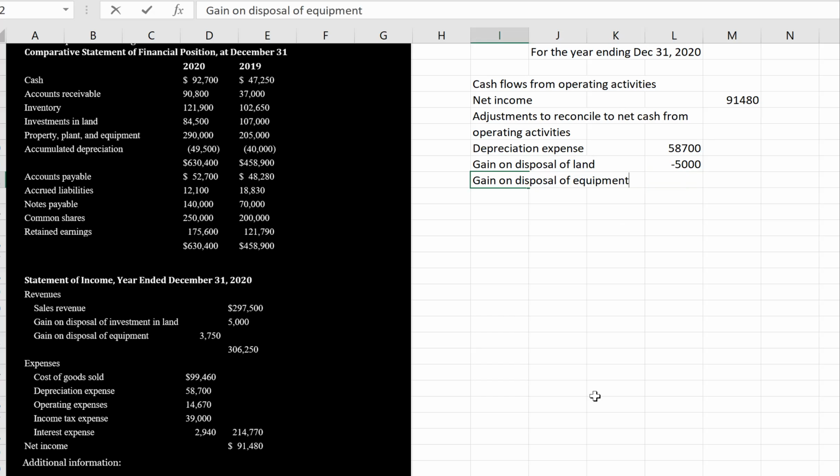So we're going to take that away from net income because it was previously added. To make sure that it has no effect, we need to take it out. 3,750. Okay. And then what else do we have here? We've got these gains on land and this. Okay, I don't see anything else. We've got depreciation expense.